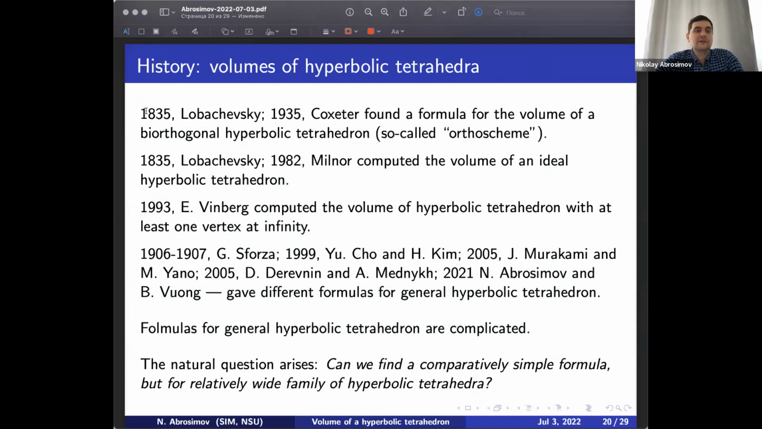So on this slide, I collect all the above mentioned formulas. And as you remember, formulas for a general hyperbolic tetrahedron look very complicated. But the formulas for particular cases are rather simple. So the natural question arises: can we find a comparatively simple formula, but for a relatively wide family of hyperbolic tetrahedra?